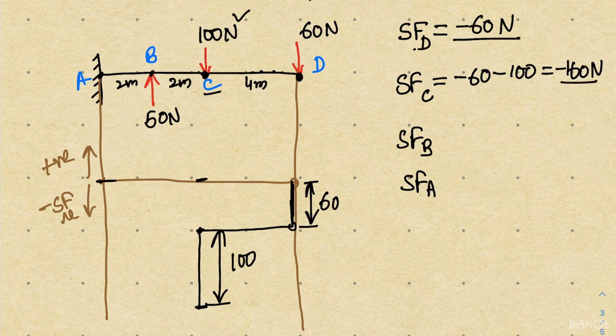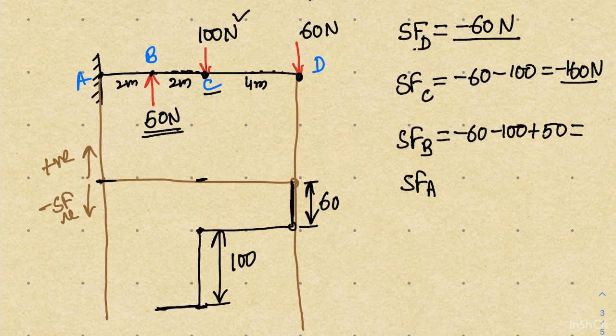Beyond C, again I am moving towards point A, but there is no additional load coming. That means from C to B the shear force will remain constant. When I reach point B, again I am having a load of 50 Newton, but please remember the 50 Newton load is acting in the upward direction. So what would be the total load? Earlier there were 60 Newton and 100 Newton, but now the load is in the upward direction, so I have to write in the positive sense.